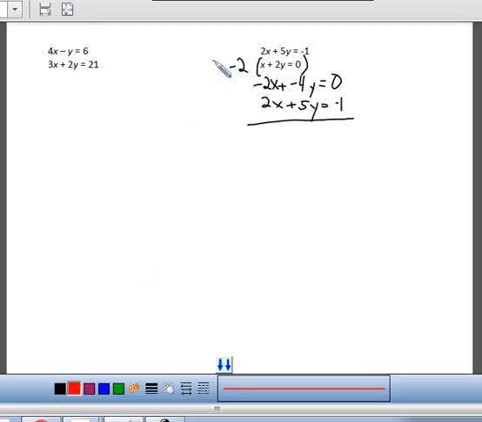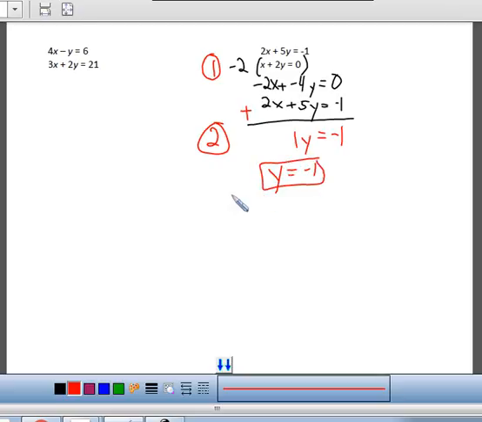So my step 1 was to multiply by a number so I could get something easy to eliminate. I'm going to be eliminating the x. Step 2, I'm going to add these together. So negative 2x and 2x becomes 0. Negative 4y plus 5y is 1y, or just y, equals, and 0 plus negative 1 is negative 1. Well, this one was kind of easy. y is equal to negative 1.